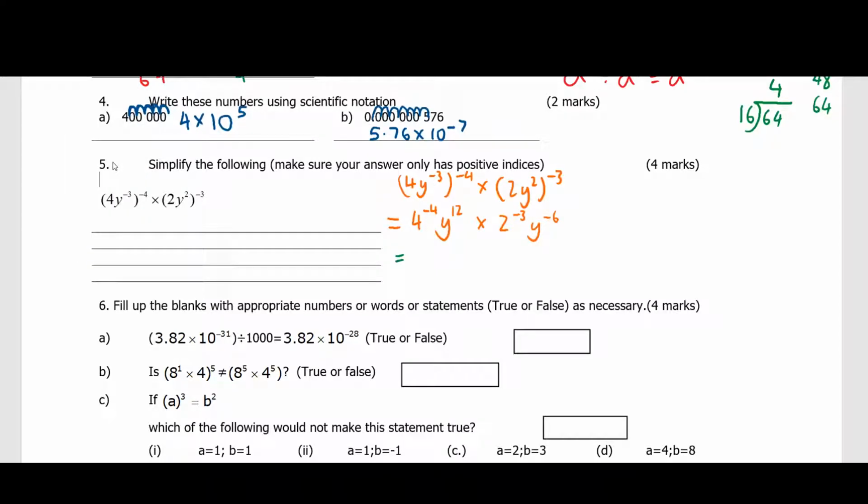Then 4 to the power of negative 4, that's 1 over 4 to the power of 4. Then I'm left with y to the power of 12 times 1 over 2 to the power of 3 and y to the power of negative 6. Okay, next, on to over here. 1 over 4 to the power of 4 is going to be 1 over 256. Okay, y to the power of 12 times 1 over 2 to the power of 3 is 8.